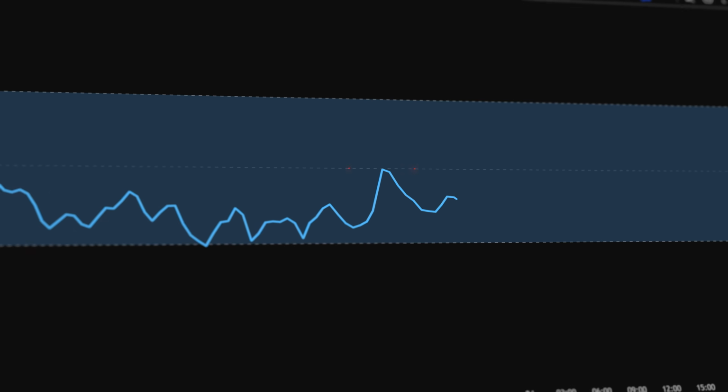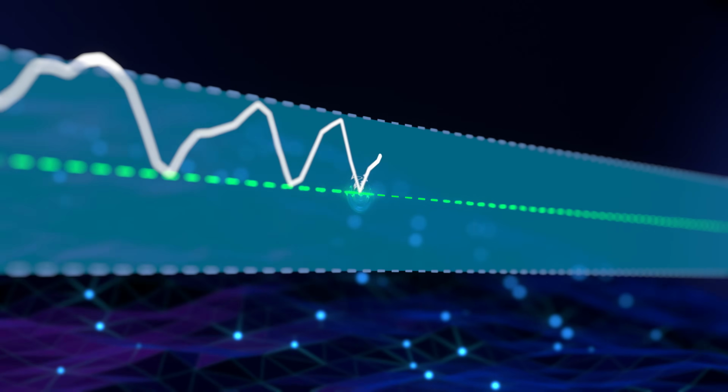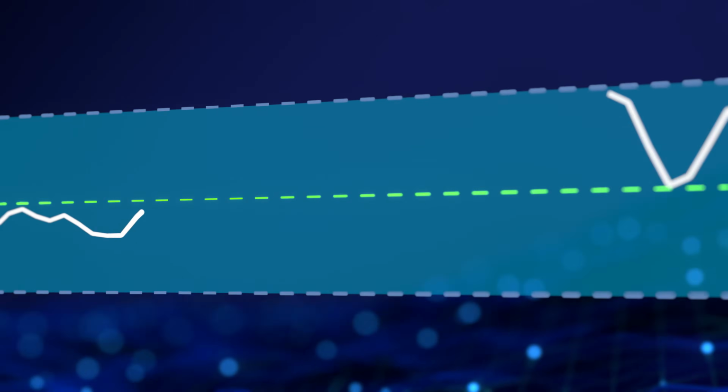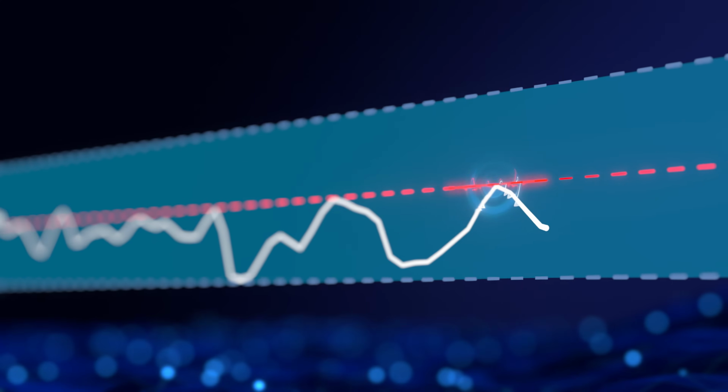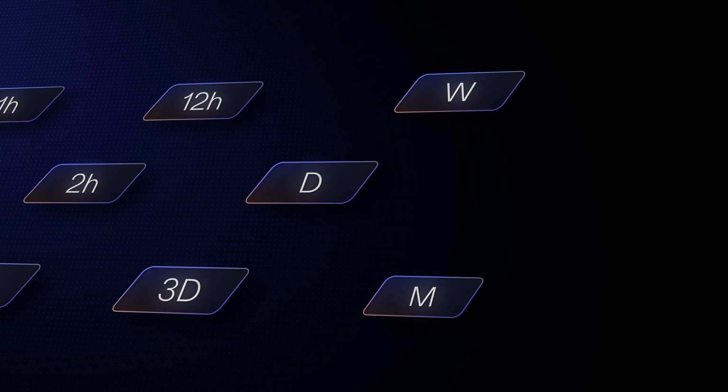And whilst this does constitute a reset, exact taps down to the 50 level or up to the 50 level are extremely powerful pieces of confluence. So in short, in raging uptrends, you'll see the 50 level consistently respected as support, and in brutal downtrends, you'll see that 50 level consistently respected as resistance. Now, although you can use these signals on the lower time frames, they are particularly useful on anything above the hour. So the 1 hour, 2 hour, 4 hour, 12 hour, daily, 3-day, weekly, and monthly charts.